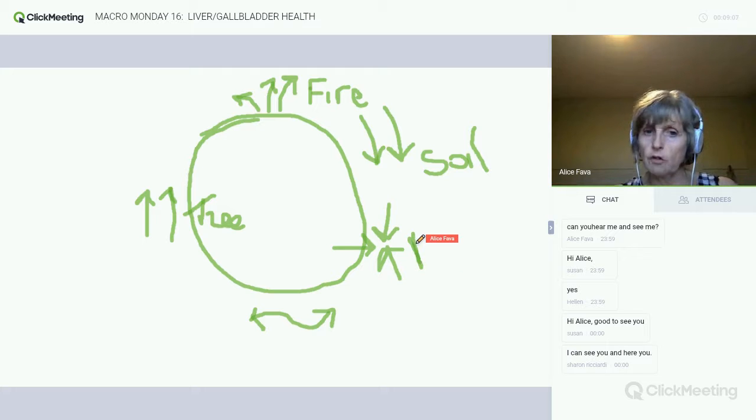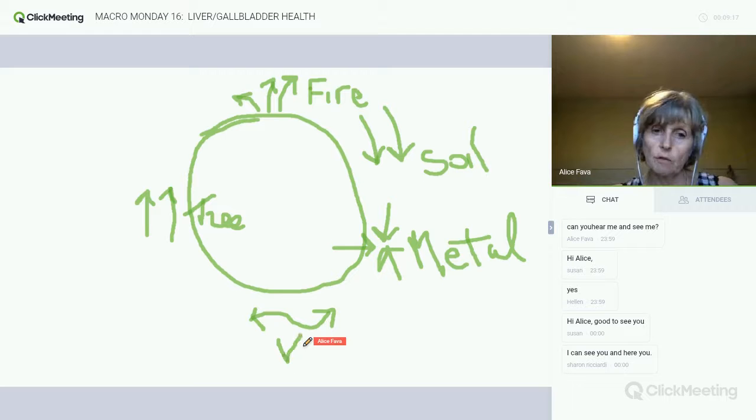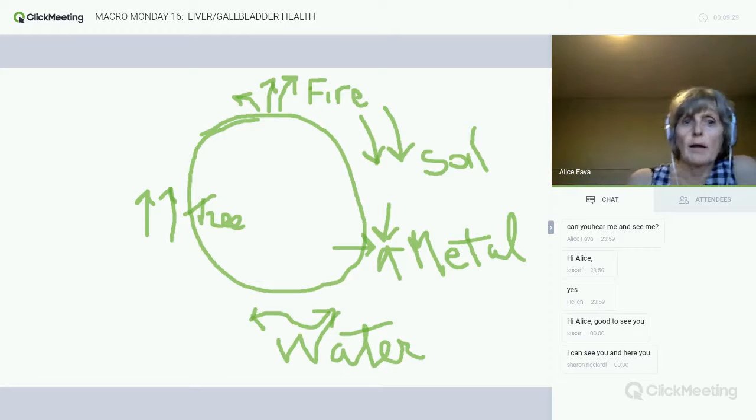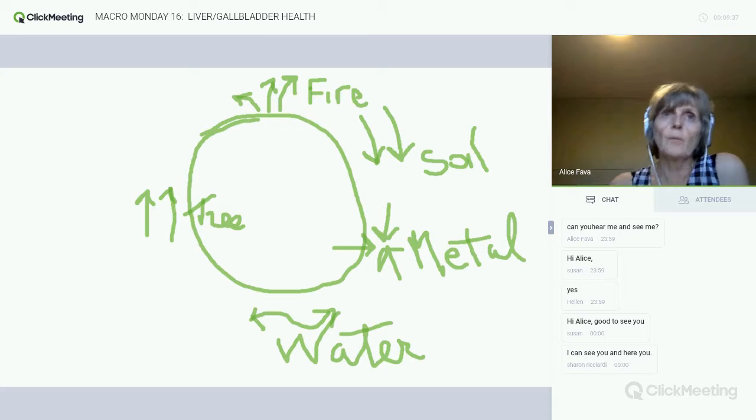And then metal energy, when the energy starts to contract, it becomes hard, that's metal. And then water energy is floating energy. Okay. So you should write these down and keep these in mind because not only do we classify things into yin and yang, but then there's further classifications into these elements.